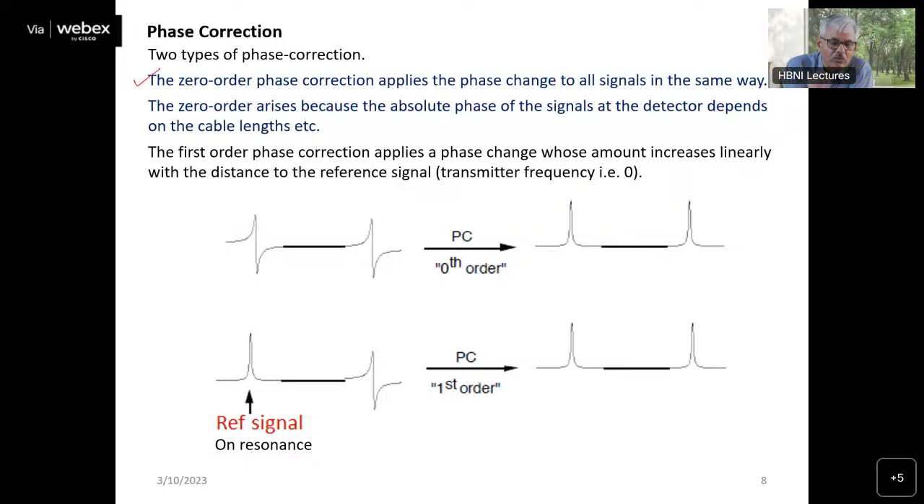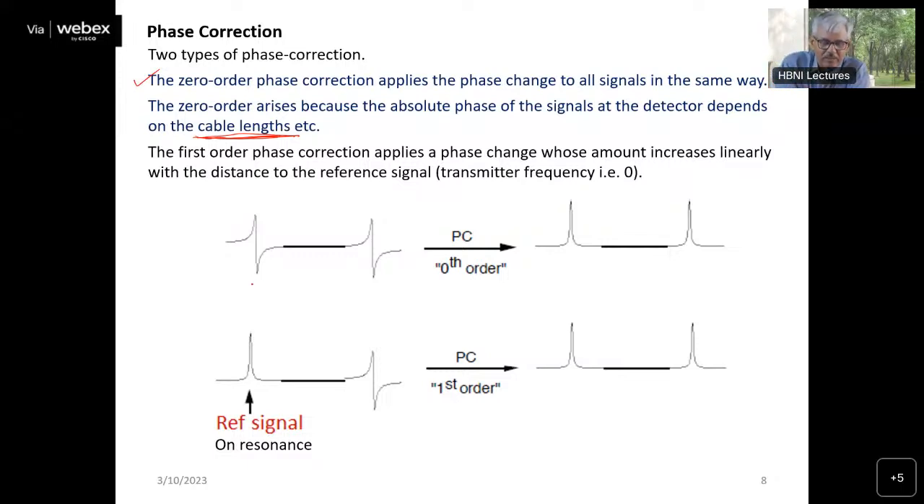One is the zero order. The zero order phase correction applies the phase change to all signals in the same way, because this zero order phase error arises because the absolute phase of the signals at the detector depends on the cable length. Between your receiver and the processing, there is some length of cable connecting them, and that causes some misphasing of the signal, and it happens the same way to all signals. So it is very easy to do.